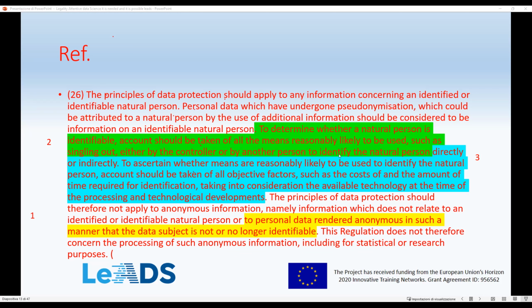But watch closer, once again, what the test is saying. To determine whether a natural person is identifiable, account should be taken of all the means reasonably likely to be used, such as singling out, either by, now comes the issue, either by the controller or by another person, to identify the natural person directly or indirectly. So what you read there is that in order to consider data sufficiently anonymous, so unable to reconnect, you should take into account also the risks of other data or other people entering the picture. So it goes beyond the data controller.